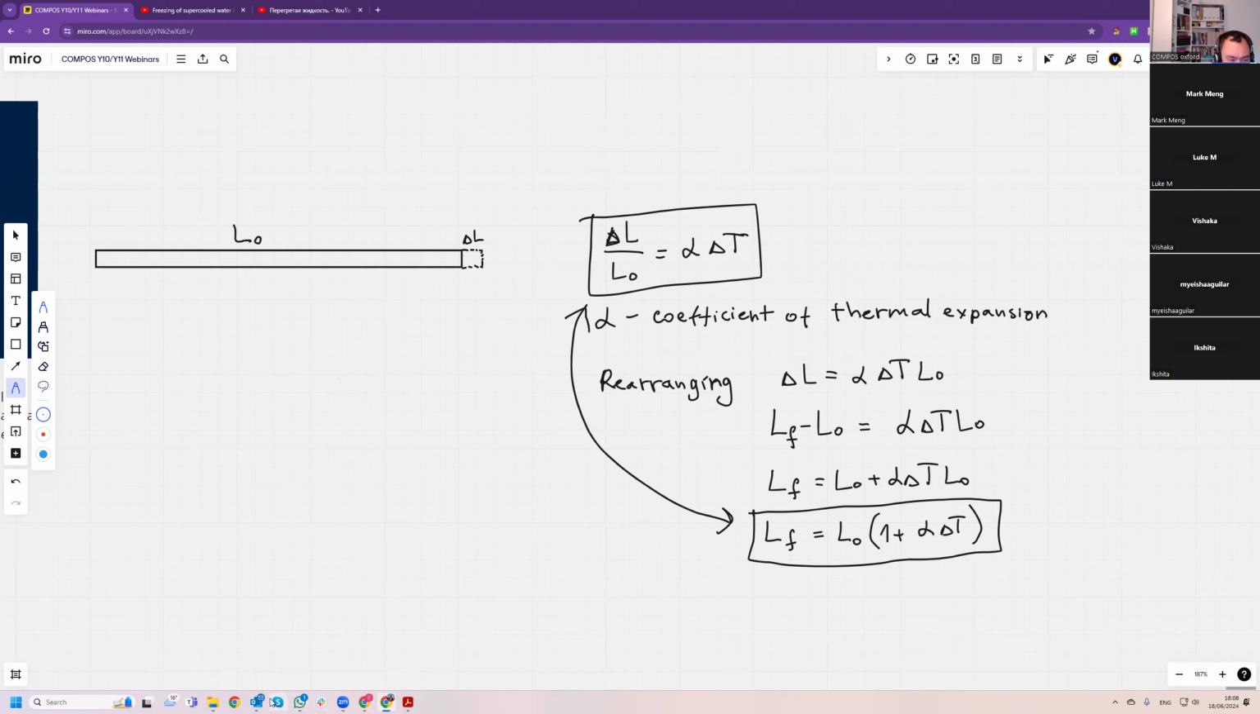Do you understand these two equations? Please let me know. Do you understand what they mean? Do you understand what alpha is?